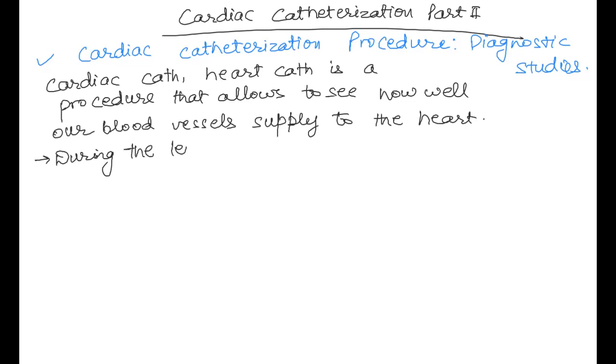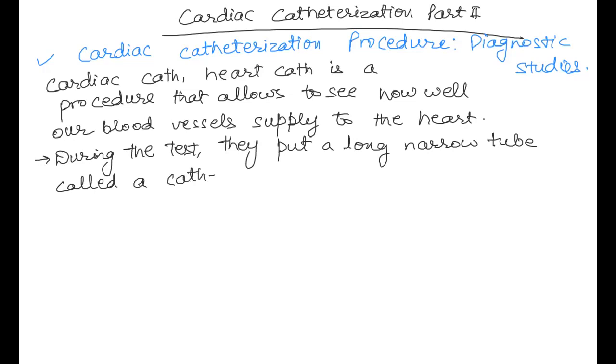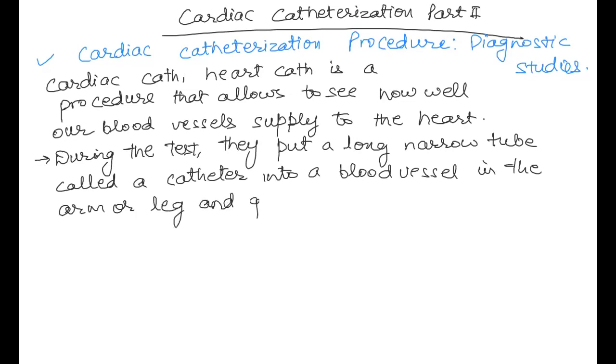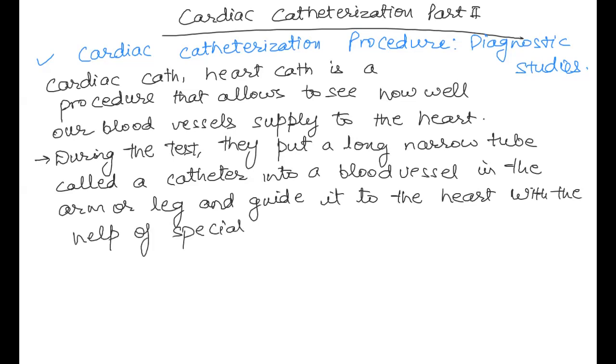During the test, they put a long, narrow tube called a catheter into a blood vessel in the arm or leg and guide it to the heart with the help of a special X-ray machine.